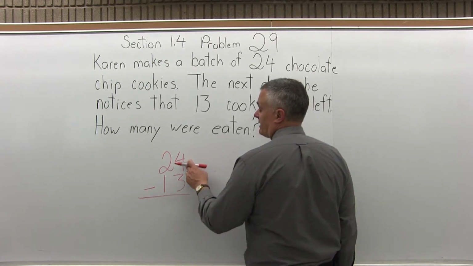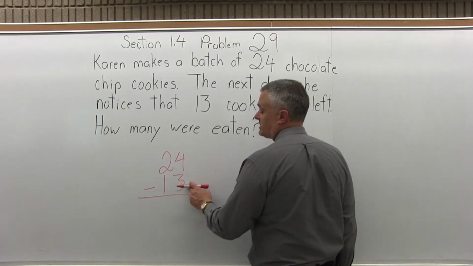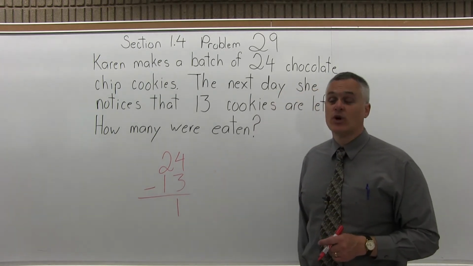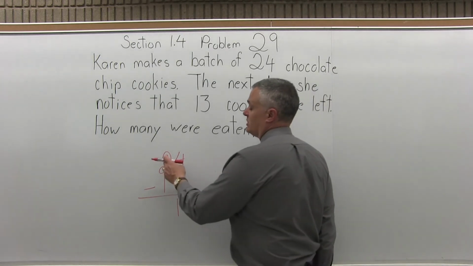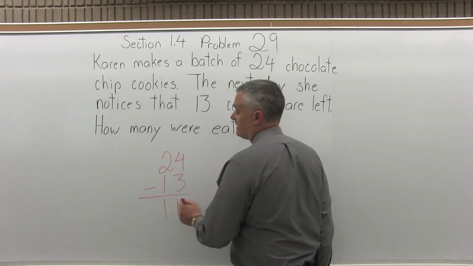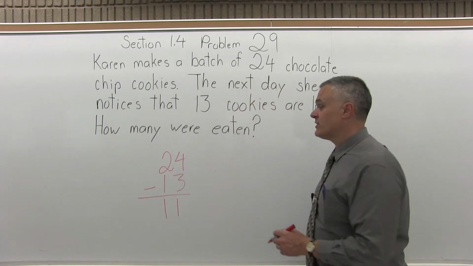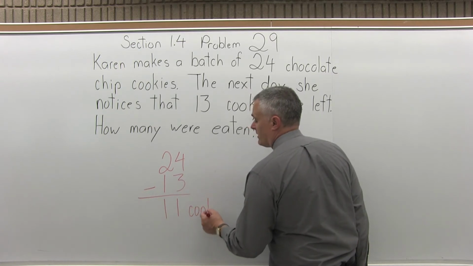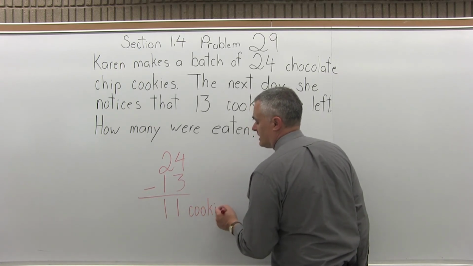So now if I take the rightmost column of digits and subtract, 4 minus 3 gives me a 1. Then I move over one column of digits to the left, and that gives me 2 minus 1, which is also 1. So there are 11. So if there are 13 cookies left out of the batch of 24, that means 11 of the cookies have been eaten so far.